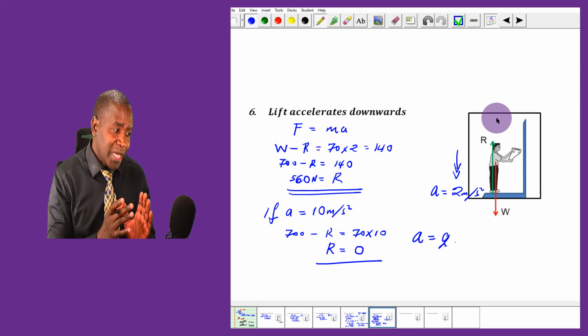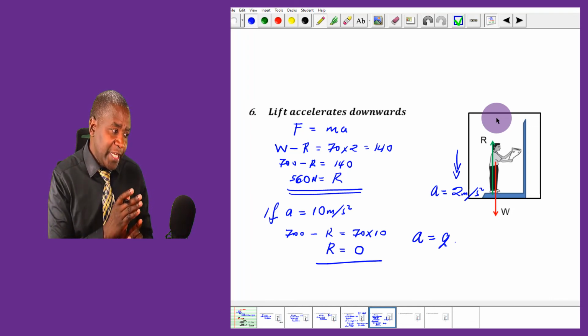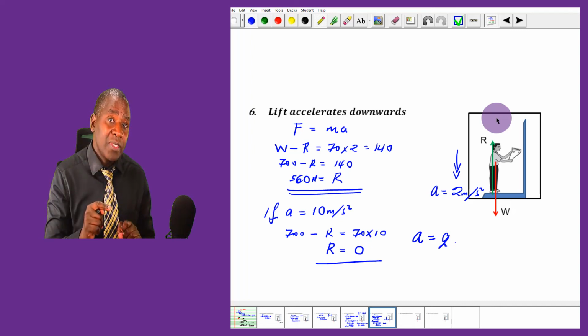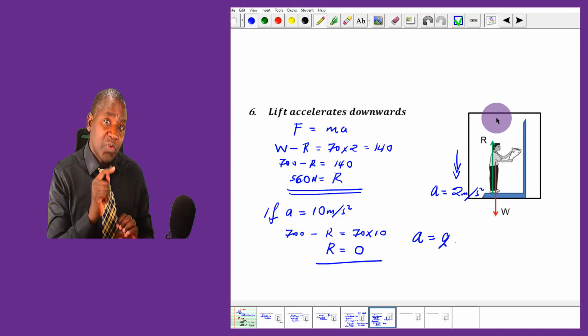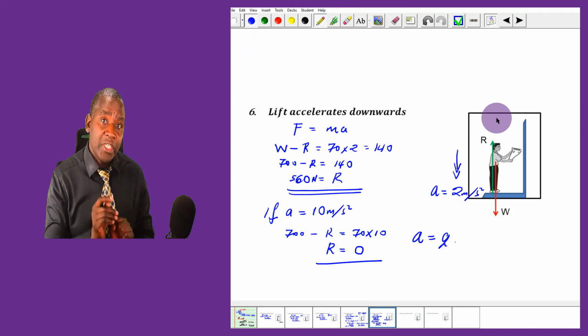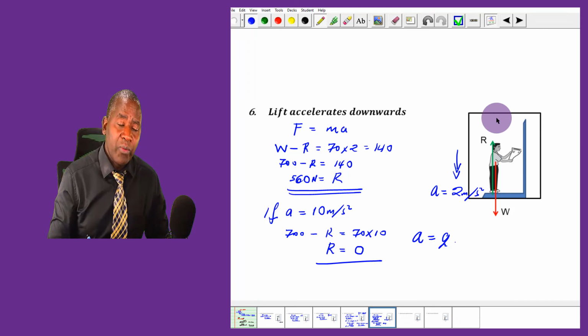So let's put a few points together. When the acceleration of the lift is equal to 10 meters per second squared and it is accelerating downwards, and 10 meters per second squared is equal to the acceleration due to gravity, the object will be weightless.